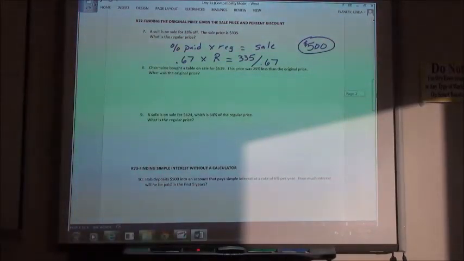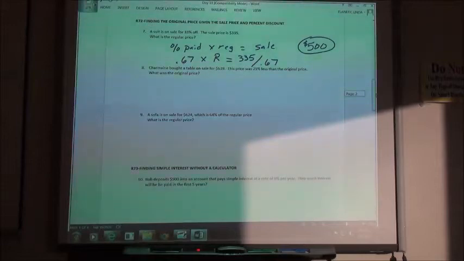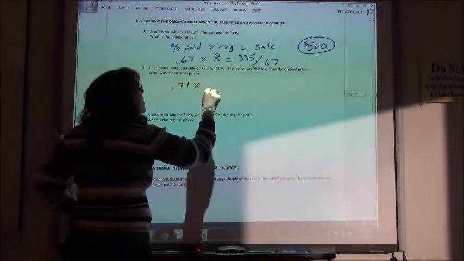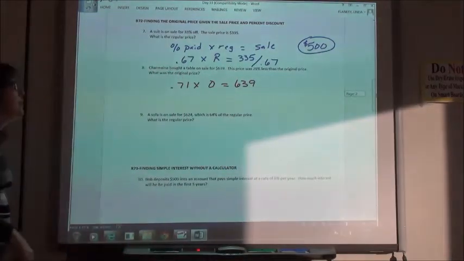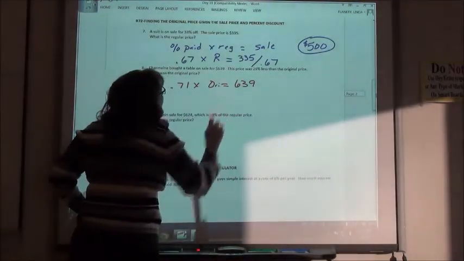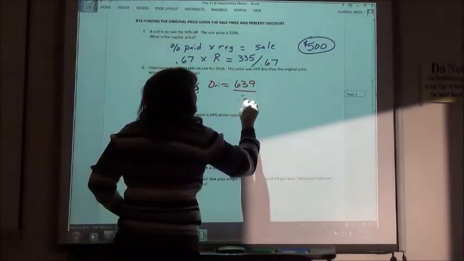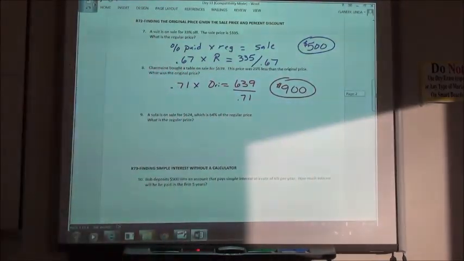Number 8, Charmaine bought a table on sale for $639. This price was 29% less than the original price. So again, we had a discount. If I had 29% less than 100%, I would have 71%. So 71% times my original price is equal to my sale price, which was the $639. And I'm going to divide by my 71%. And you said it was 900? So $900 is my original price.